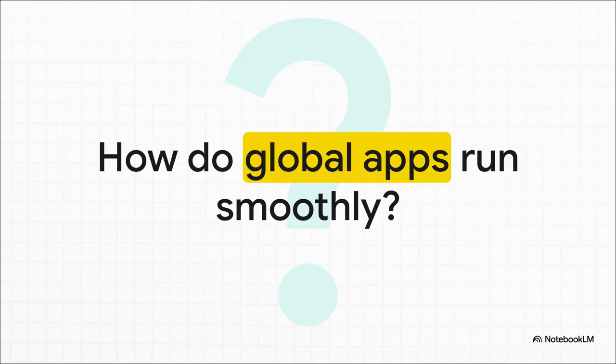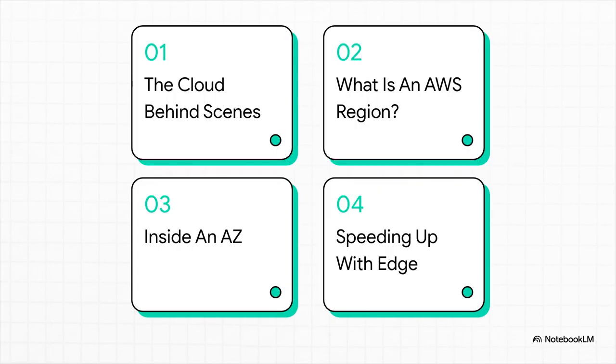Well, the secret lies in the physical architecture of cloud infrastructure, specifically the massive global infrastructure built by Amazon Web Services, or AWS. To understand this macro to micro architecture, here's our roadmap. We'll start with the cloud behind the scenes, then figure out what an AWS region is, zoom inside an availability zone, and finally, look at speeding things up with the edge.